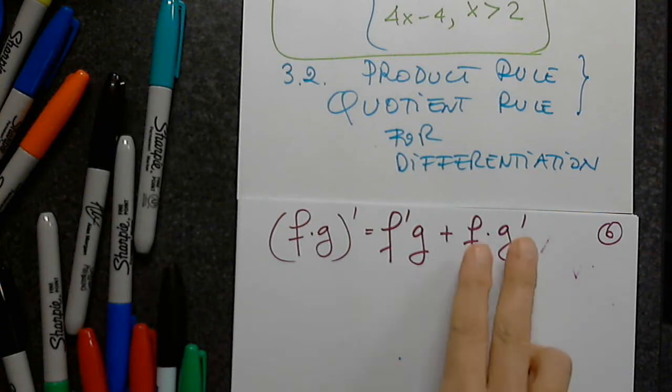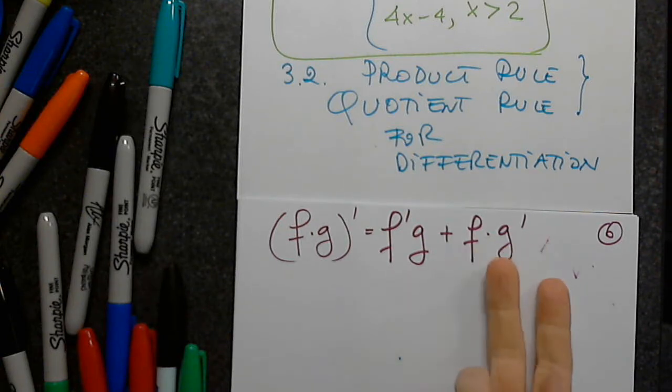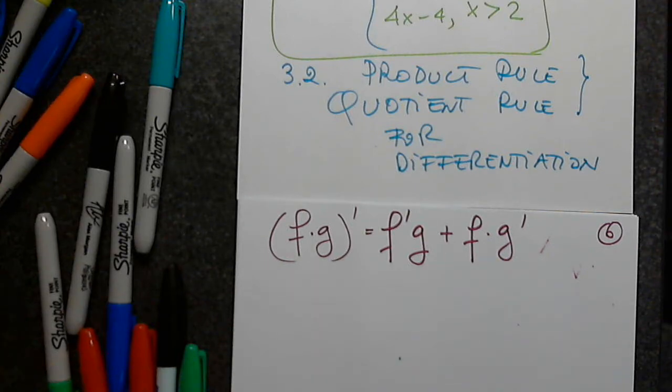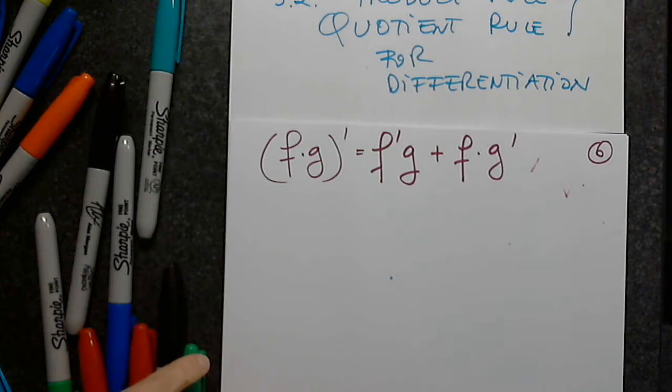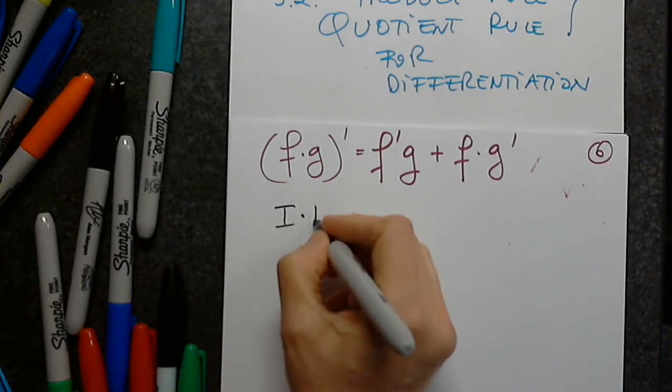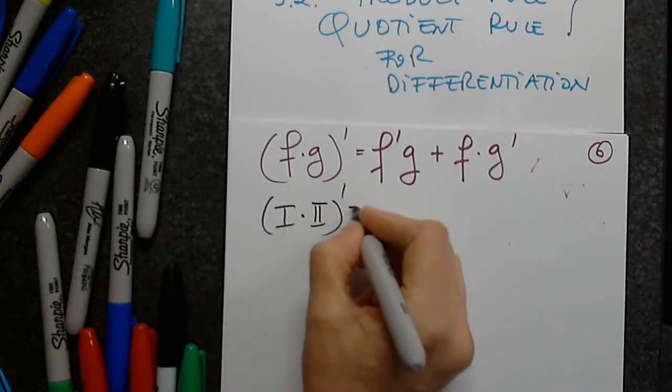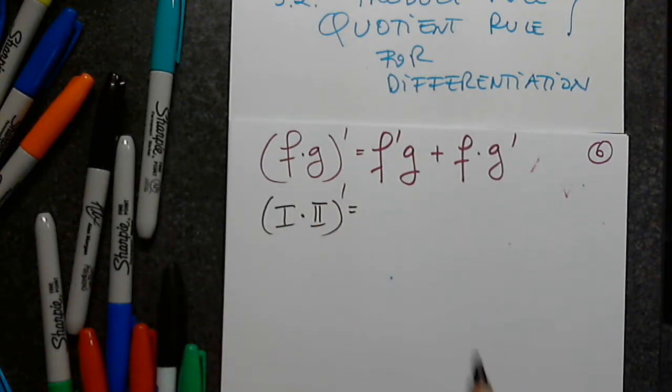Your book reverses this order. It's up to you. I prefer keeping them in the same order, but this is my habit. And if you would like to change that, I'm fine. I like function number 1 times function number 2 prime. I always keep them 1, 2, 1, 2.